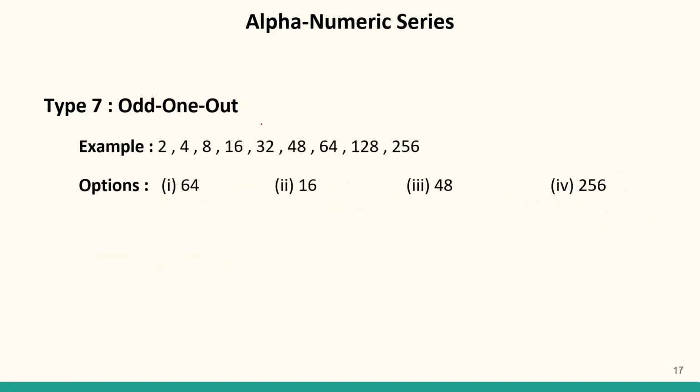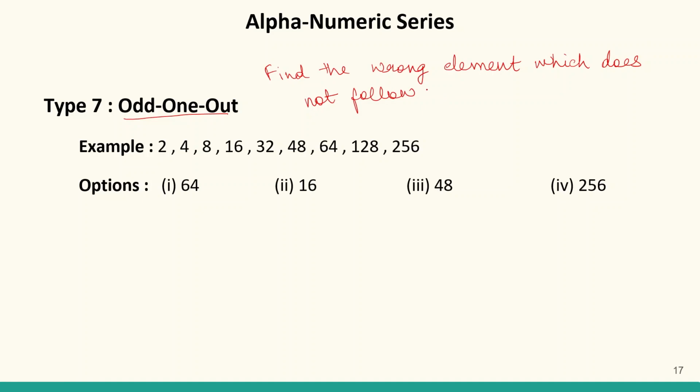Now odd one out series. In the odd one out series, there is one element that is wrong in the series and we have to find the wrong element which does not follow the logic or the pattern of the series. Okay, this is odd one out.